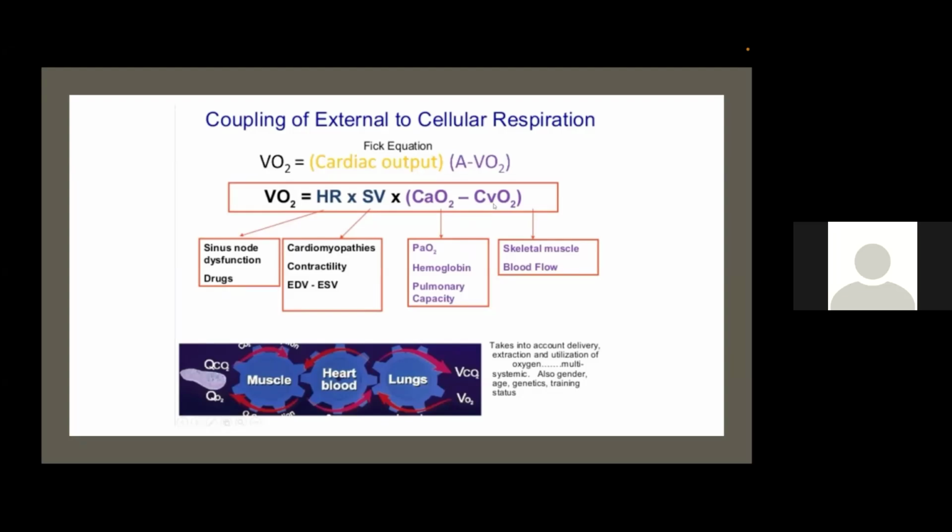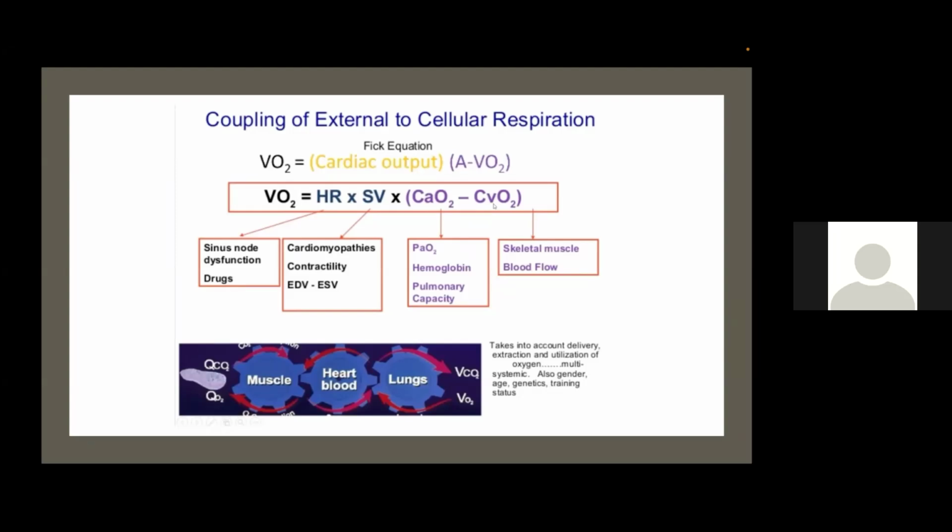So if cardiac output is heart rate times stroke volume, if the patient has, for example, chronotropic incompetence, the VO2 will be low. Or the patient on drug-induced beta blockers, for example, the VO2 will be low. In the patient with cardiomyopathy or low ejection fraction, stroke volume will be reduced, and then the VO2 also will be reduced.